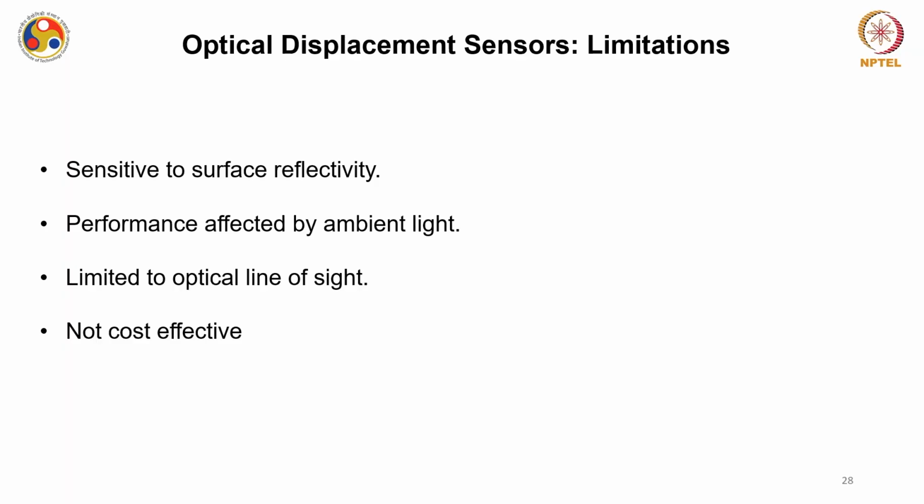However, they also have certain limitations. Particularly, they are very sensitive to the reflectivity of the surface of the object under consideration or object under measurement. Their performance is affected by ambient light, particularly if the ambient light interferes with the light source which is used for the measurement. Then they are limited to optical line of sight.